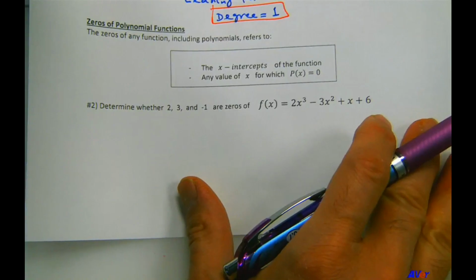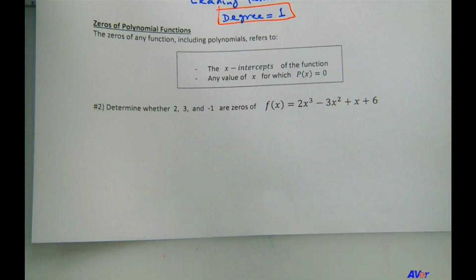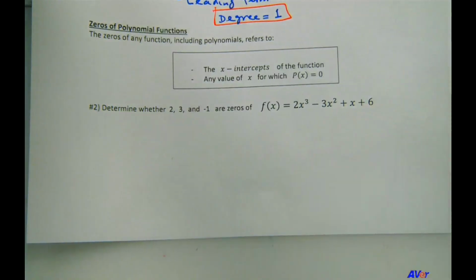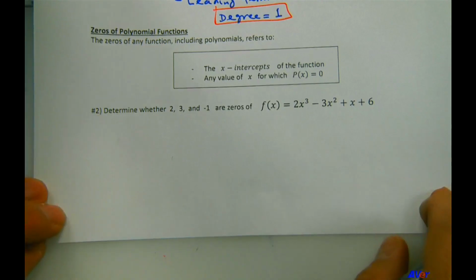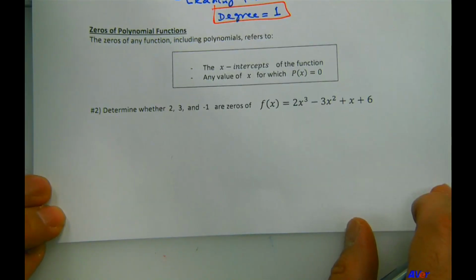So here, in exercise number 2, it says determine whether 2, 3, and -1 are zeros of the polynomial. Once again, it would be good if you pause the video and answer this question. It should not take you more than 5 minutes at most to answer this, and then come back to the video. Okay? All right, I'm assuming you've done that, and now you're back with your own solutions already written on paper.